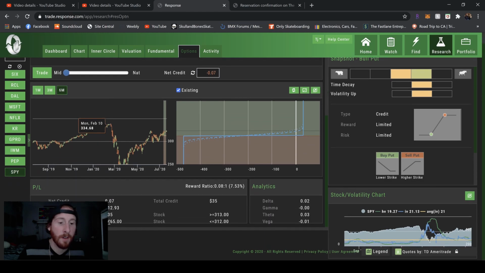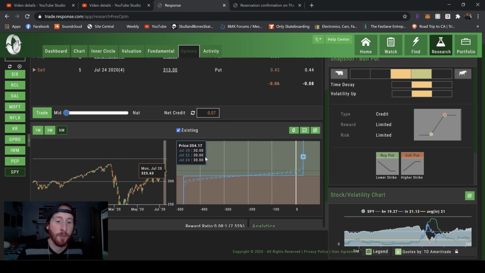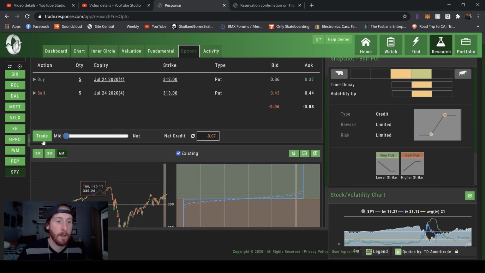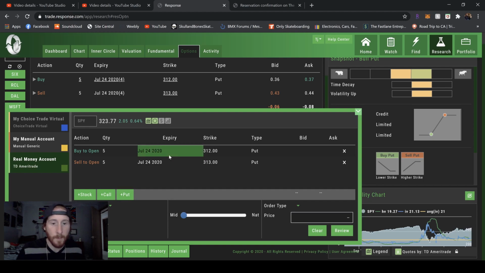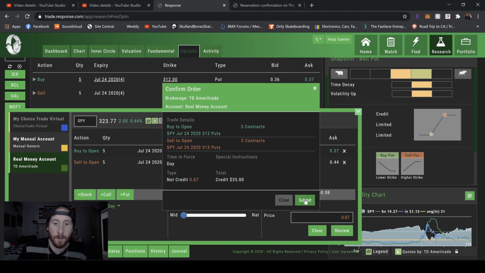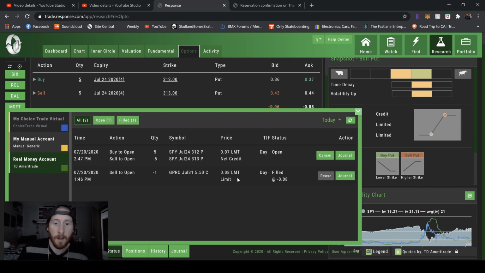$7 per contract. So I'll get $35 in 4 days if this is a successful trade with a 90% chance of it being successful in a bull trend market. Click trade. Wait for it to load the order ticket. Okay, total credit $35. Review, submit. All right, and now we wait for this to get filled.